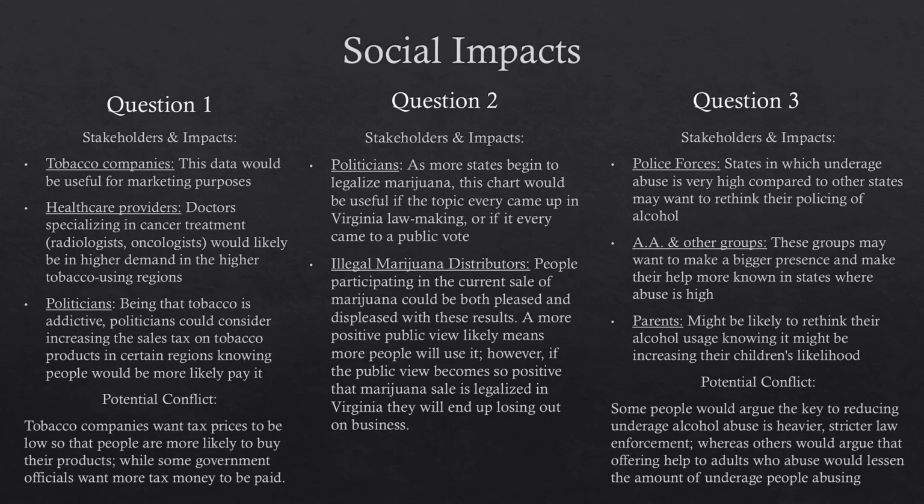A potential conflict could be a clash of opinions. Some people would argue that the key to reducing underage alcohol abuse is heavier, stricter law enforcement, whereas others would argue that offering help to adults who abuse alcohol would lessen the amount of underage people abusing.